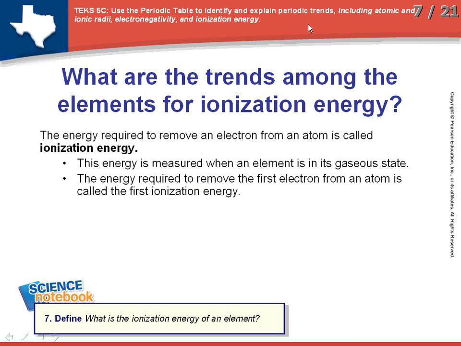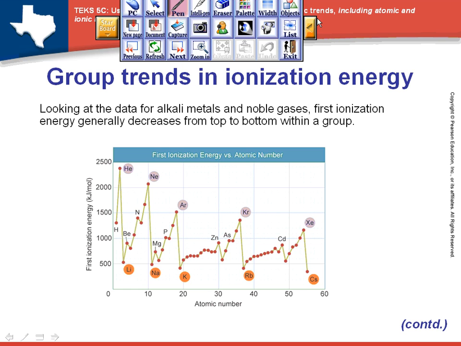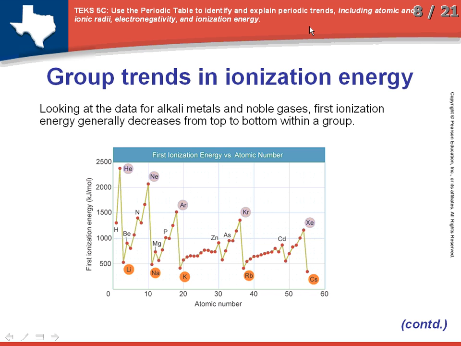Next topic, ionization energy. Ionization energy is the energy required to pull an electron off an atom. Here is some data on ionization energies. So, what do we see going on? In general, it decreases from top to bottom within a group.